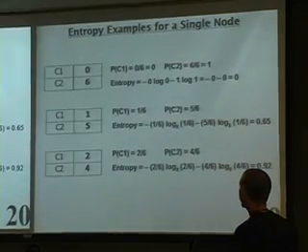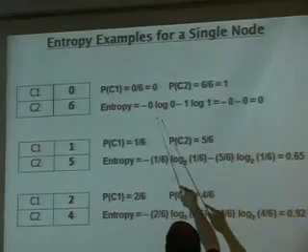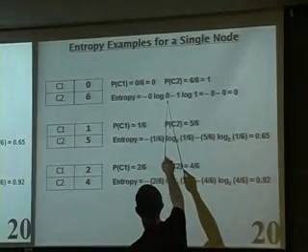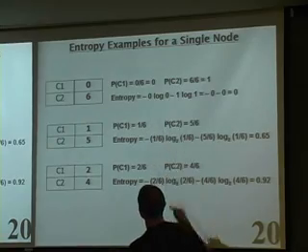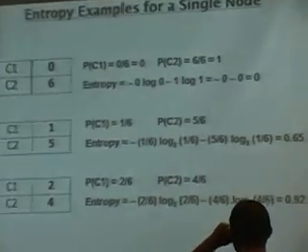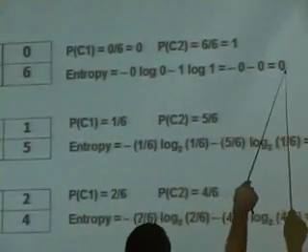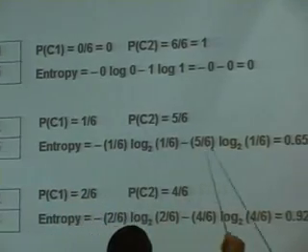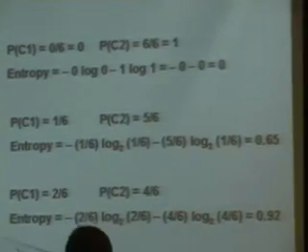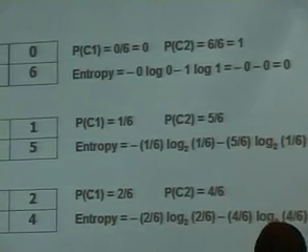Here, you might ask, why is this 0? Well, we define 0 log 0 to be 0, because the limit as x goes to 0 of x times log x is 0. So we define that to be 0, and then you get the answer you want. The perfectly pure node has 0 entropy, which is of course what you would want. And then 1 and 5 has 0.65 entropy. 2 and 4 has even bigger entropy, and of course 3 and 3 would have entropy 1, which is the largest entropy you're going to get.